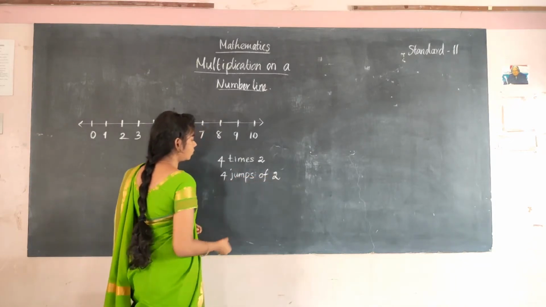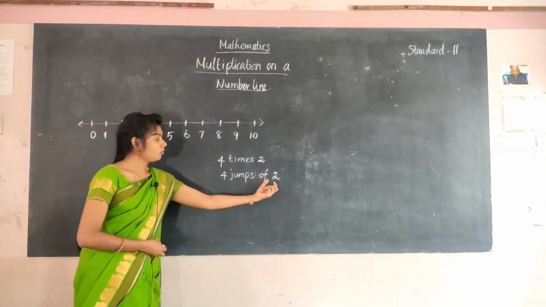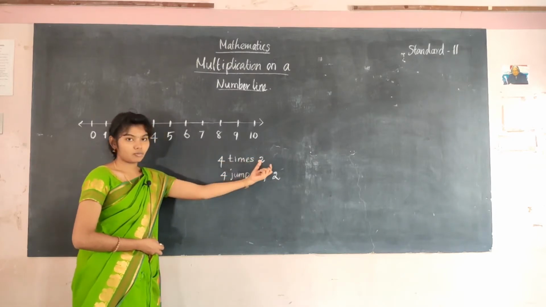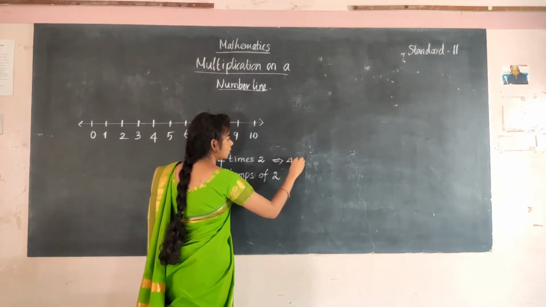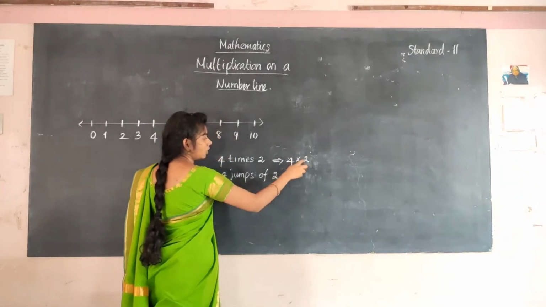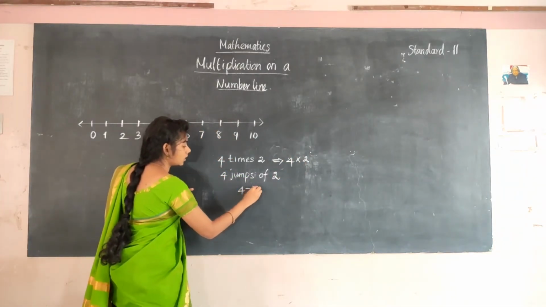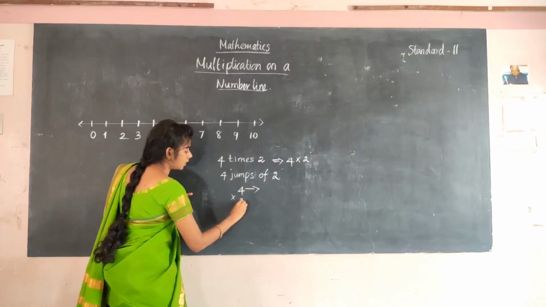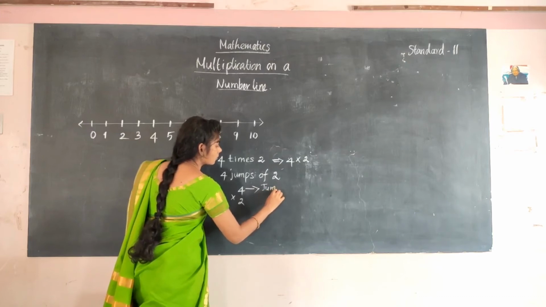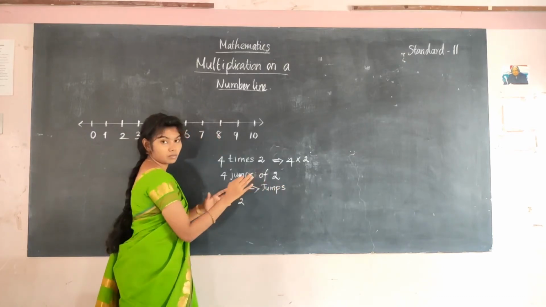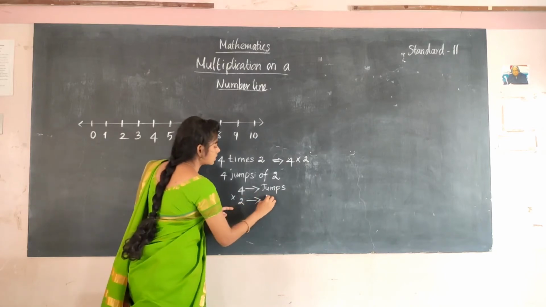4 jumps of 2. How will you write 4 times 2? It is written like this: 4 into 2. Consider the first number here. In 4 into 2, keep this in mind: 4 is the number of jumps and 2 is the count.